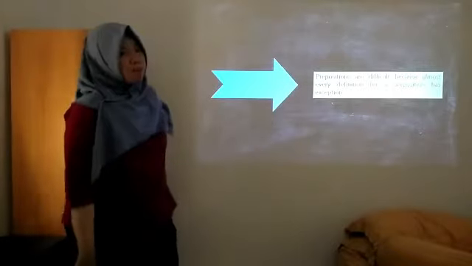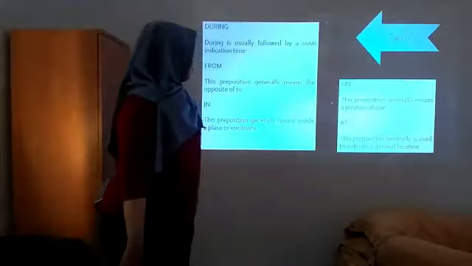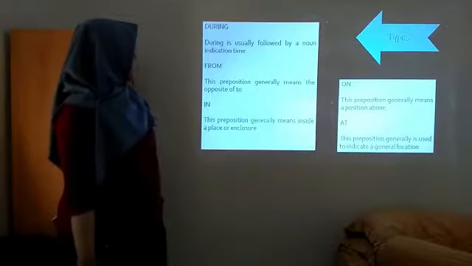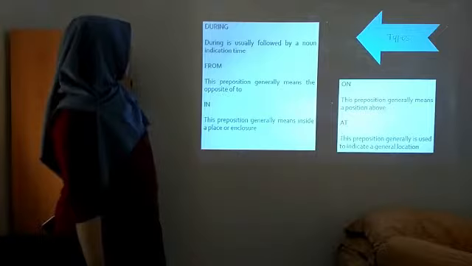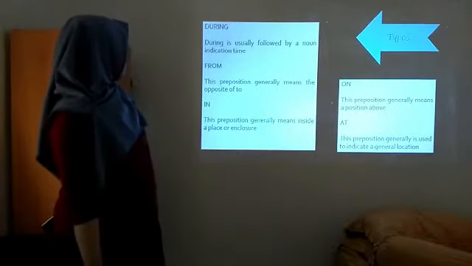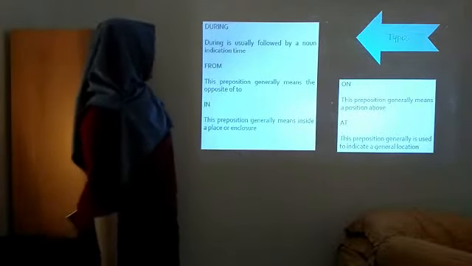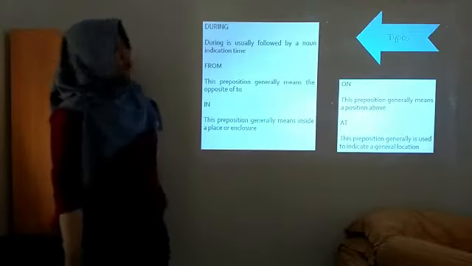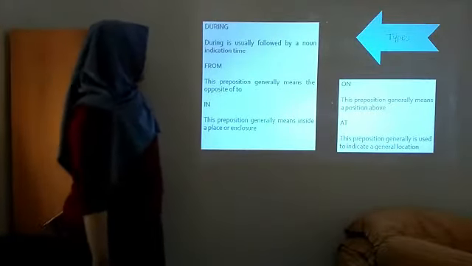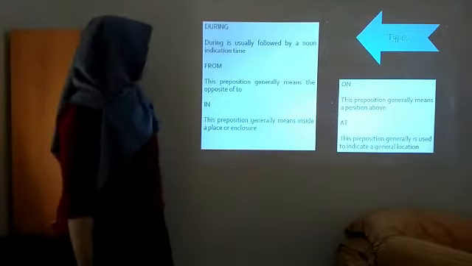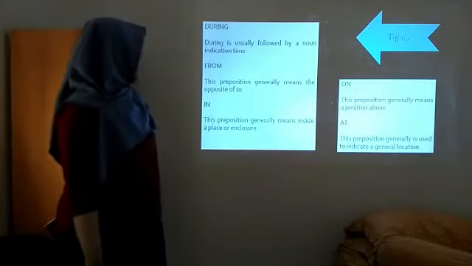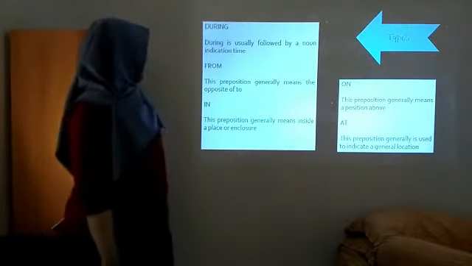And the third is use of preposition. There are 5 types. The first is during. During is usually followed by a noun indicating time. And the second is from. From generally means the opposite of to.